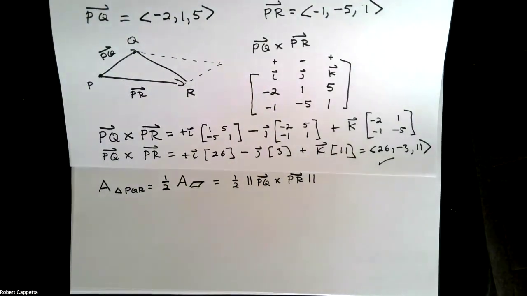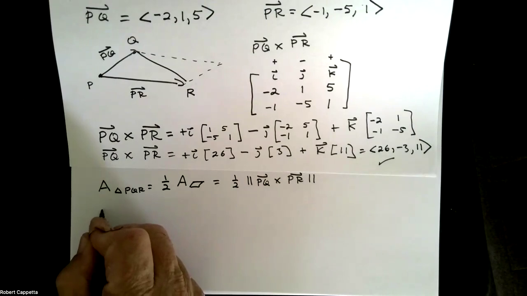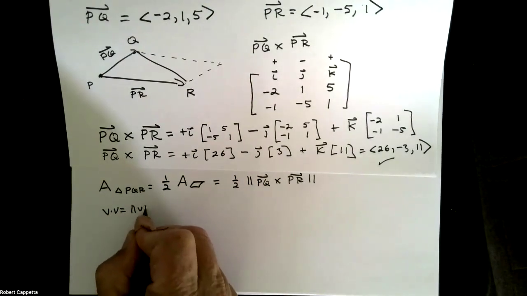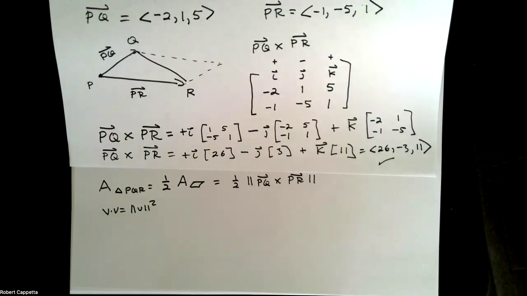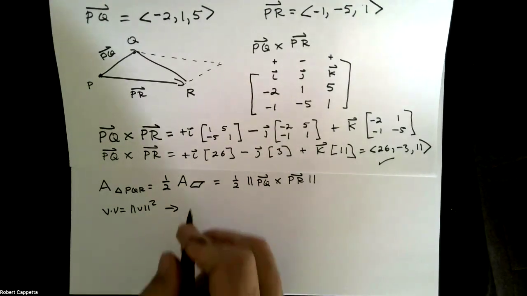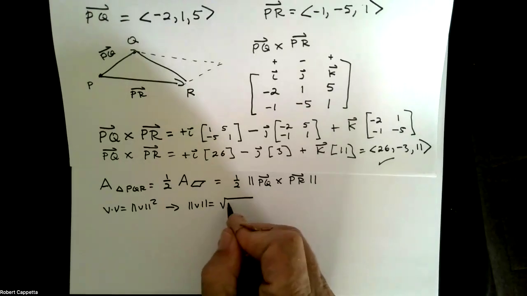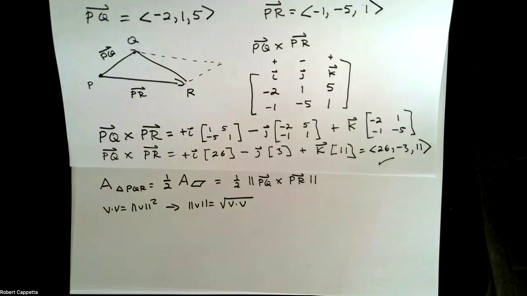So how do we get the magnitude of that vector? What do we remember, of course? That was our big fact, yes? V dot V is the magnitude of V squared, which of course tells me then that the magnitude of V is simply the square root of V dot V. So what I need to do is I need to do PQ cross PR dot PQ cross PR, and then take its square root to go ahead and get that.